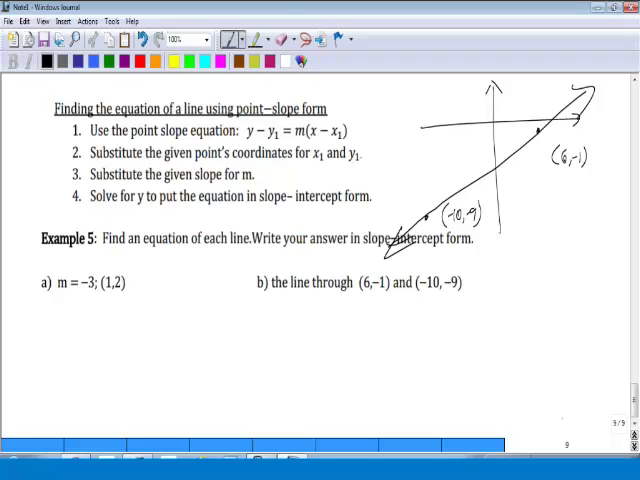To find an equation of that line, we need a point and a slope. And we have a couple of points, but we don't yet know the slope. So what do we do? We're going to use, very good, the point-slope form. But first, find the slope of the line. Find the slope of the line using the slope formula. Slope formula, yes. So, -9 minus -1 over -10 minus 6.